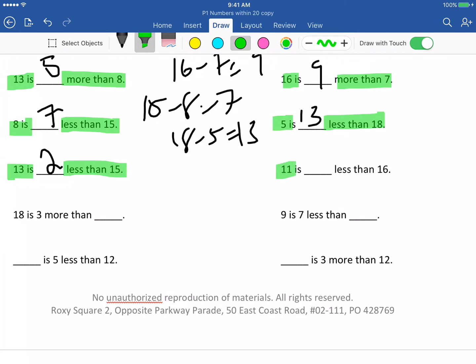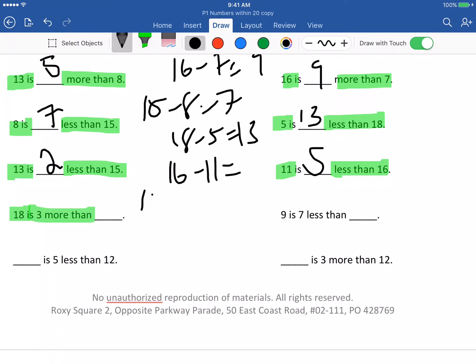Next one. 11 is how much lesser than 16? We say 16 minus 11, which equals 5. Okay, 18 is 3 more than which number? We just take 18 minus 3, which is 15.